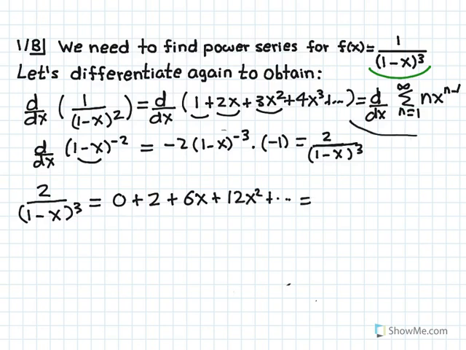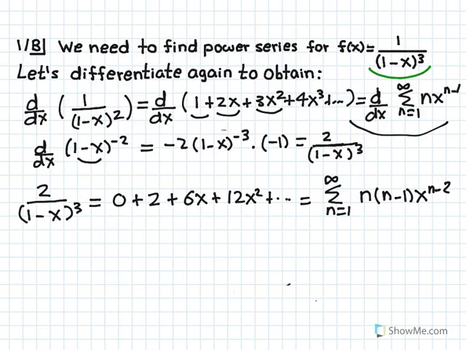Now let's differentiate the summation. Summation n equals 1 to infinity. Bring the derivative inside the summation and differentiate x to the power of n minus 1. Applying the power rule, bring the exponent down. So n minus 1 times x to the power of n minus 2.